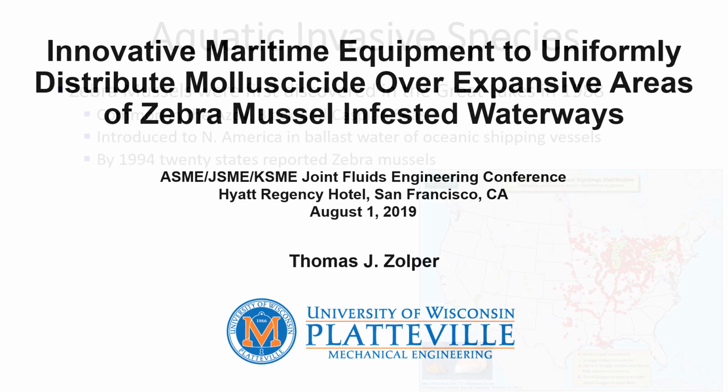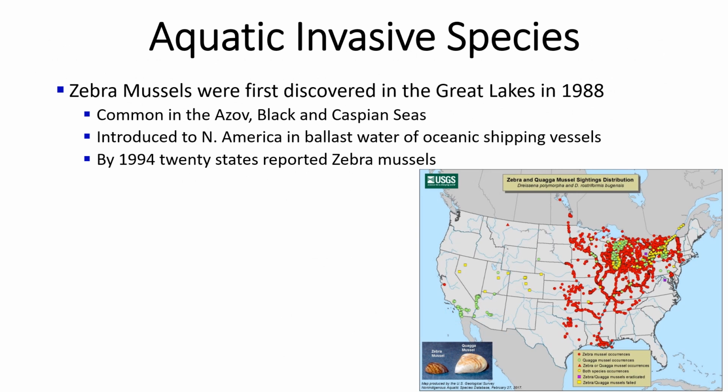I'll start off with a little background on how the problem arose and how we contributed to efforts by the U.S. Geological Survey to develop fluid machinery to solve that problem. So zebra mussels were first established or discovered in the Great Lakes in the 1980s.